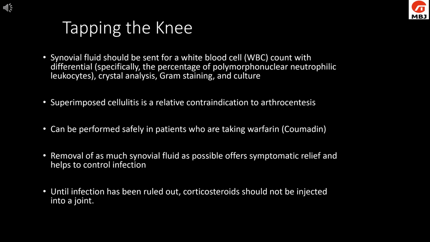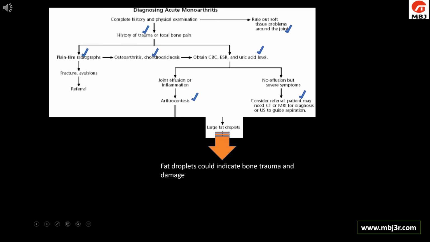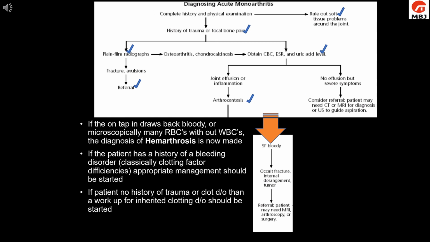If the aspiration is frank pus, don't wait for the culture. Take the patient to the operation theatre, thoroughly wash the joint, start the medicines and send the fluid for culture. If the aspiration is clear or shows large fat droplets and it is not turbulent, it is not pus. If it shows large fat droplets, then it indicates bone trauma and damage and you manage it as a joint injury. You have to send all aspirations for culture and sensitivity.